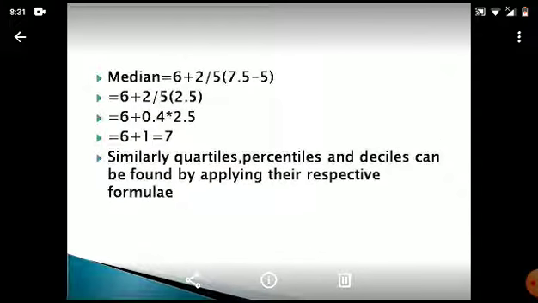Now after substituting the values, L is 6, H is 2, F is 5, and then 7.5 is n/2, and C is taken from the previous class, that is 5. After this we will follow the DMAS rule, and by following the DMAS rule we got our answer of the median, that is equal to 7.